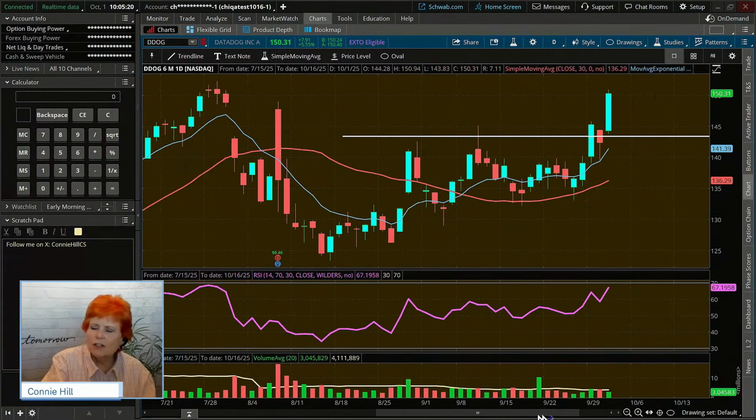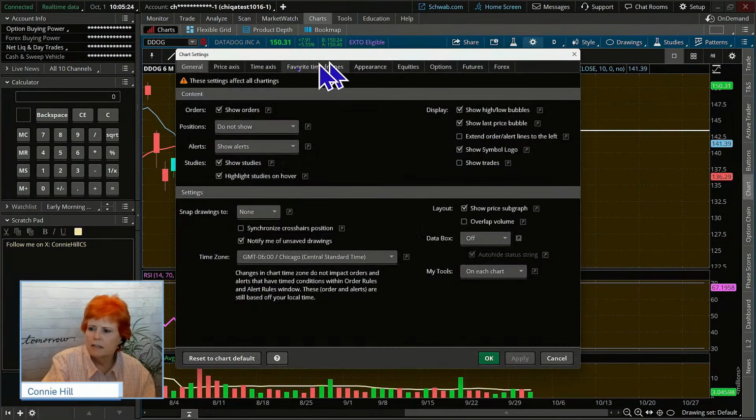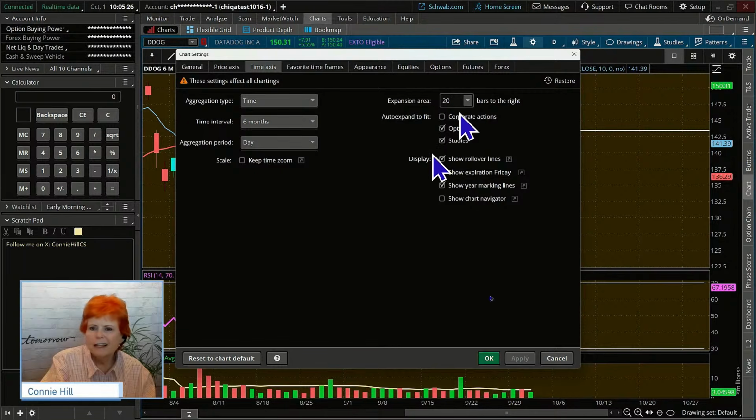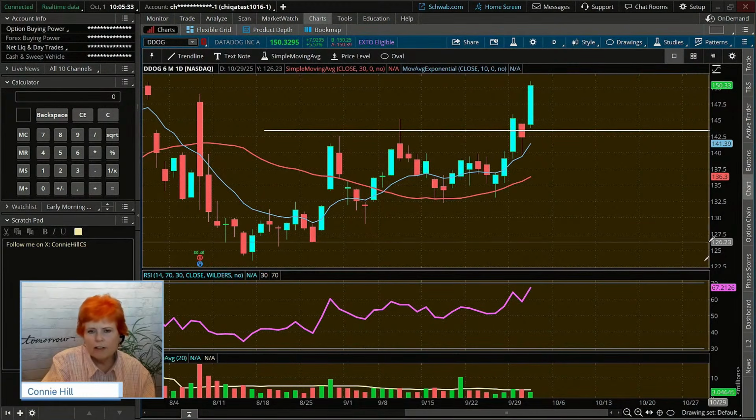Now, I'm going to give ourselves maybe a little bit more time here on our time axis. Okay, we do have the 20 bars. I like to see a whole month's worth of trading out there because that lets us see any symbols that might indicate that a stock is getting ready to go through earnings. You want to be aware of that when you're getting into a trade.